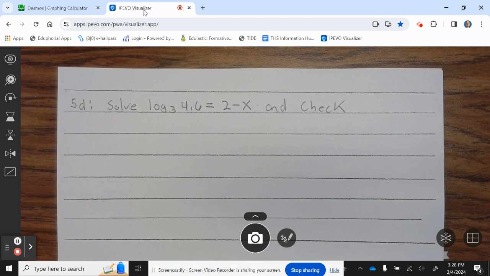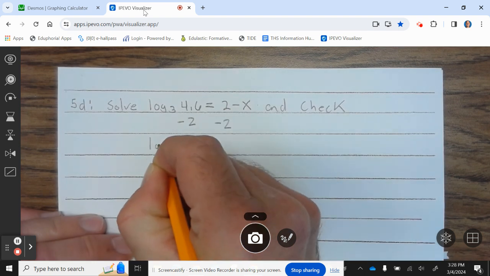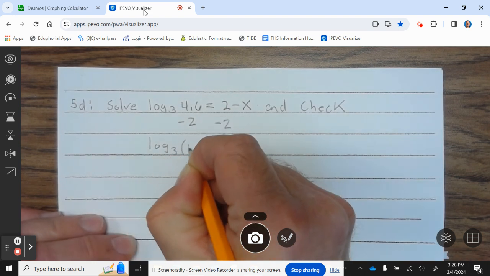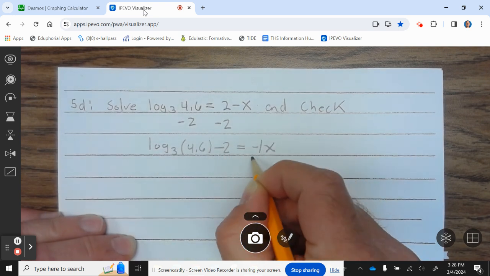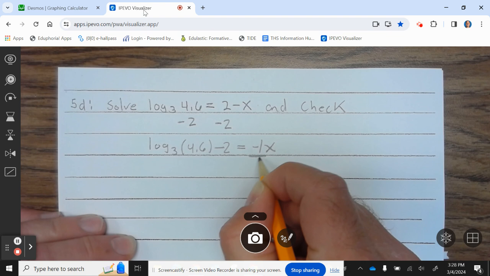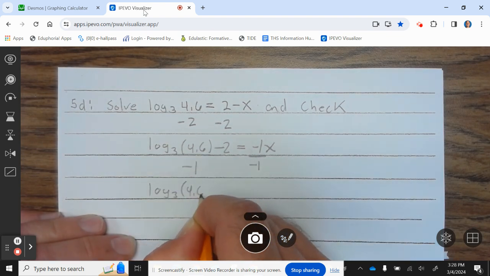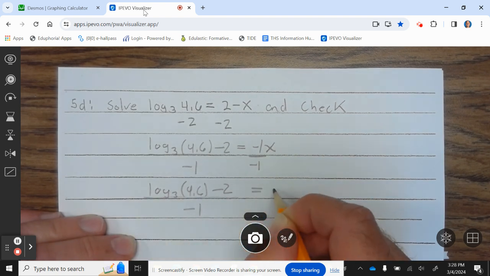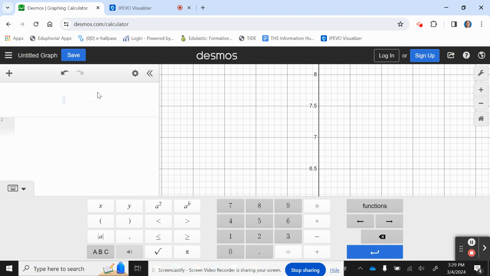5D. Solve log base 3 of 4.6 equals 2 minus x and check. So first step is we're going to subtract 2 from both sides. So you get log base 3 of 4.6 minus 2 equals negative 1x. Divide both sides by negative 1. So log base 3 of 4.6 minus 2 divided by negative 1 equals x. All right, let's go ahead and plug it into our calculator to get the number.